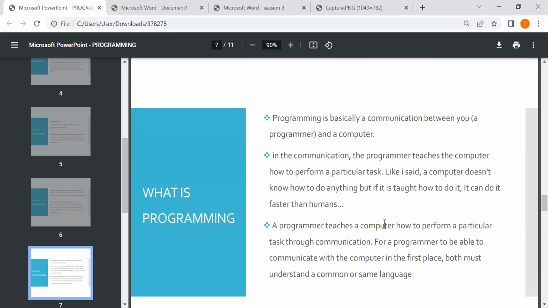A programmer teaches a computer how to perform a particular task through communication. For a programmer to be able to communicate with the computer in the first place, both must understand a common or same language. I am communicating with you, I'm teaching you something, because we all understand the same language. You understand English, I understand English. So we are understanding ourselves. So for a programmer to be able to teach the computer, they both must understand the same language because they are going to communicate.